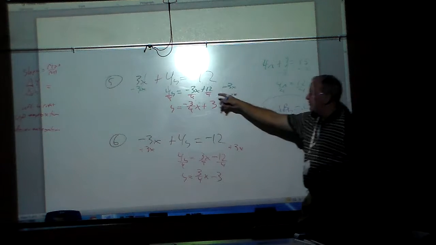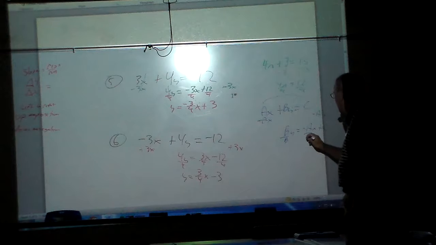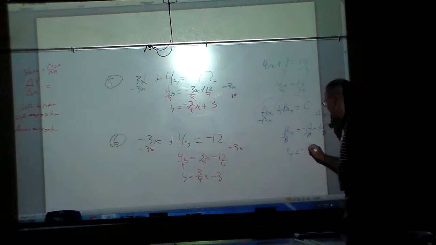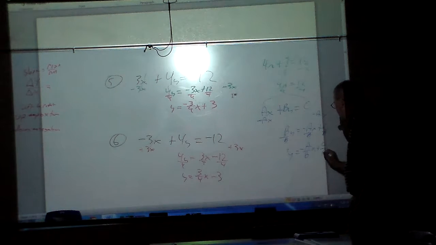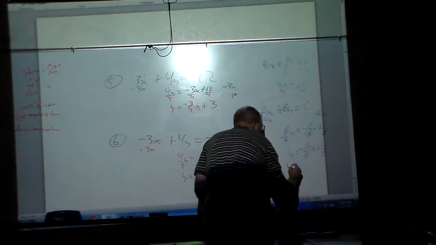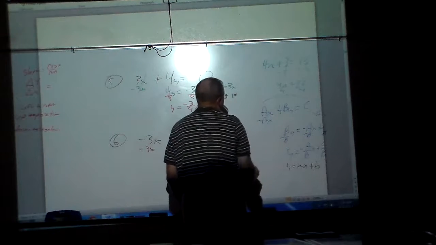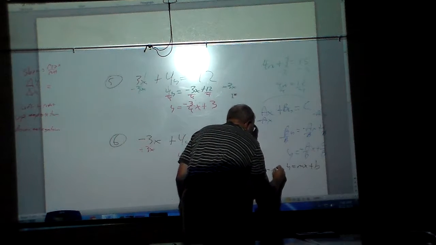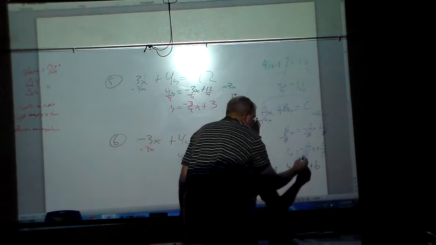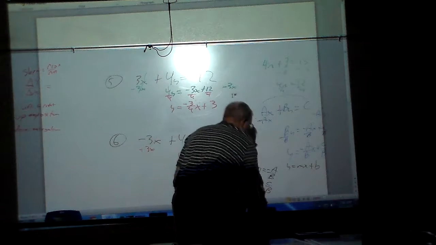And then just like here we divided by 4, this time we're dividing by the b. So I have y equals negative a over b x plus c over b. And here's what I want you to think about. Remember y equals mx plus b? That means that m is equal to what? Negative a over b. And the y-intercept is equal to the c divided by the b.